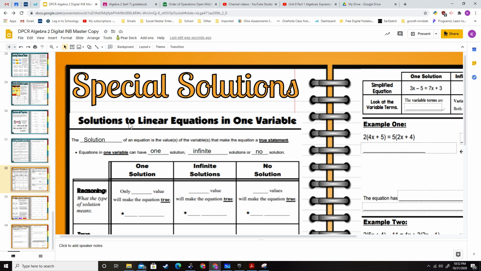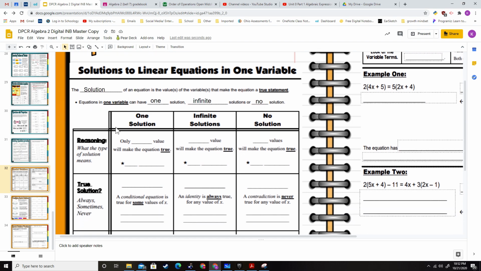All right, so there are three different types of solutions that you will see. Either you're going to have one solution, where it's just one thing equaling something else, you're going to have infinite solutions, which means that anything could work for our variable, or you're going to have no solution, which is really a situation where you end up canceling out your variable. So let's deal with each of these.